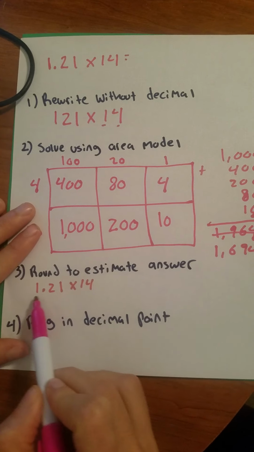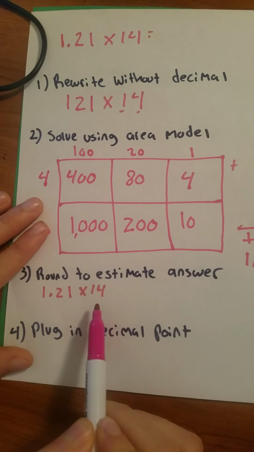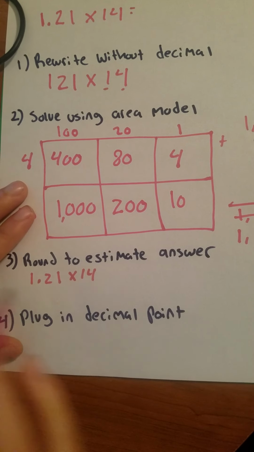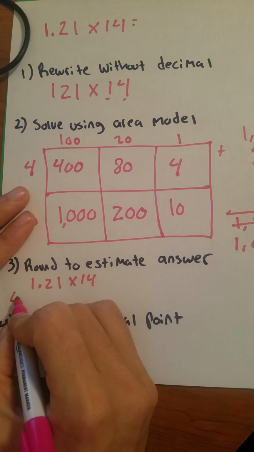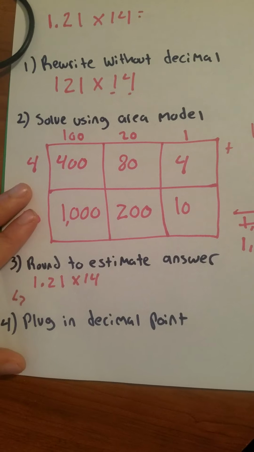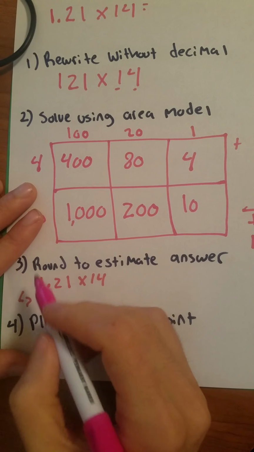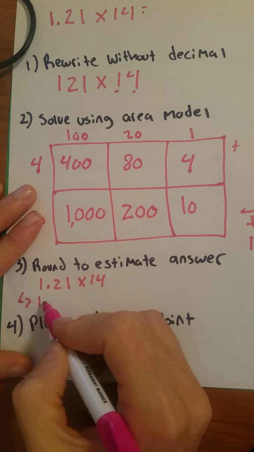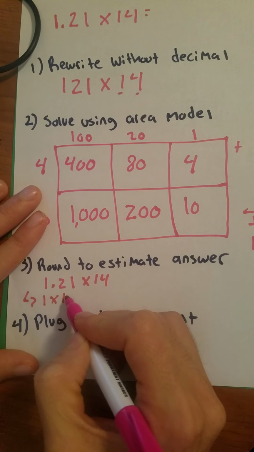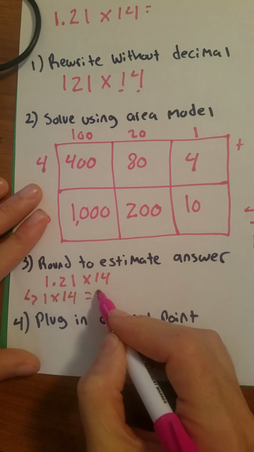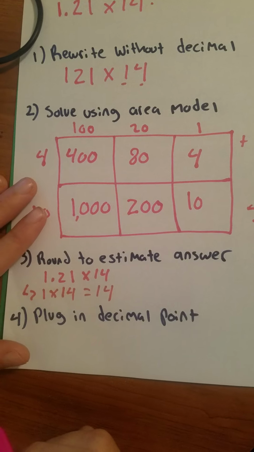So I'm going to round both numbers to the nearest whole number. Now that's easy because 14 is a whole number. We don't have to change 14. But 1.21 rounded to the nearest whole number is going to be 1. So 1 times 14 is going to be my rounded answer. 1 times 14 is 14.